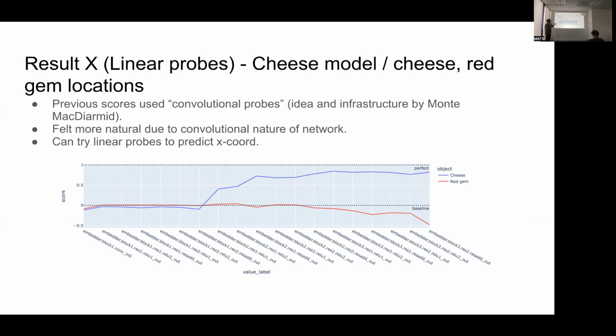And here we get some interesting results when we try to detect the cheese location or the red gem location, or their X coordinates. We see that both pieces of information are relatively low at the beginning, but later on, the red gem information stays relatively low, whereas the cheese information gets pretty good. So maybe this is evidence towards action selection occurring towards the end of the model. But I guess currently it's very early stages and we're not really sure whether a linear probe is better than a convolutional probe or vice versa. So this is just exploration.